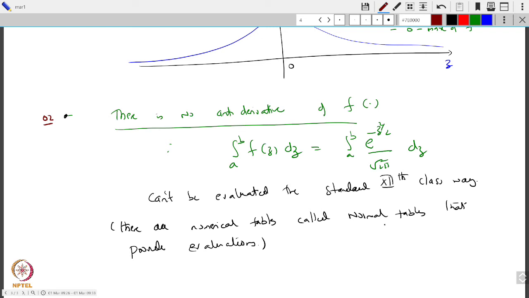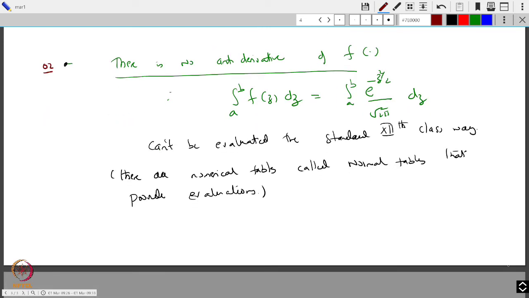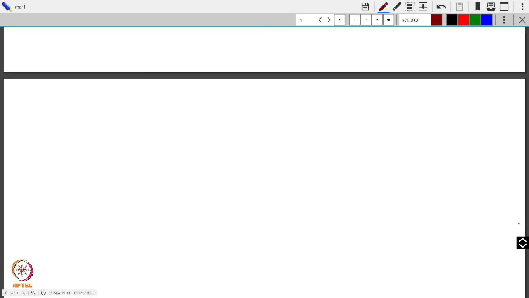But then, how do you find probabilities with regard to Z? That's the next question I'd like to understand. Here's question number 2, or question number 3 in some sense: how does one compute probabilities associated with Z?